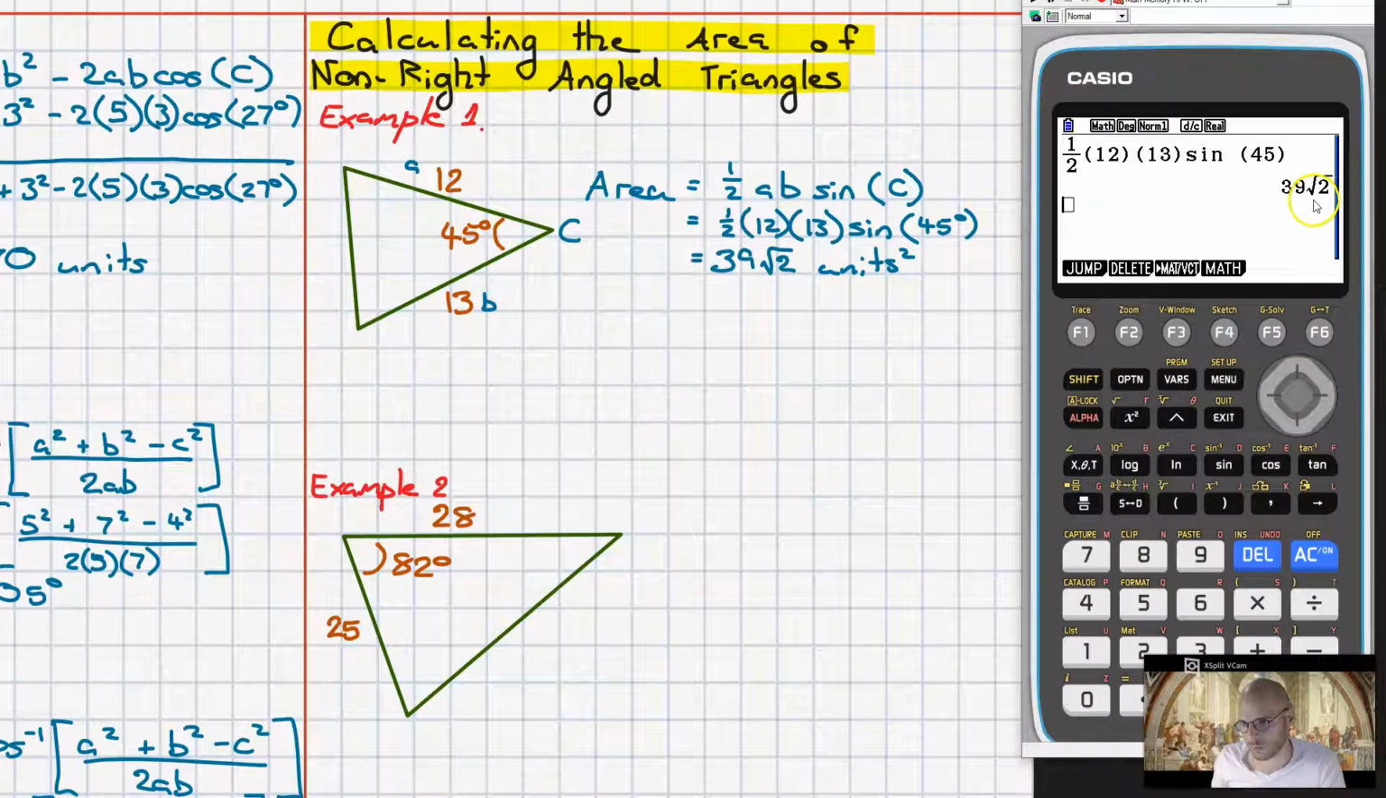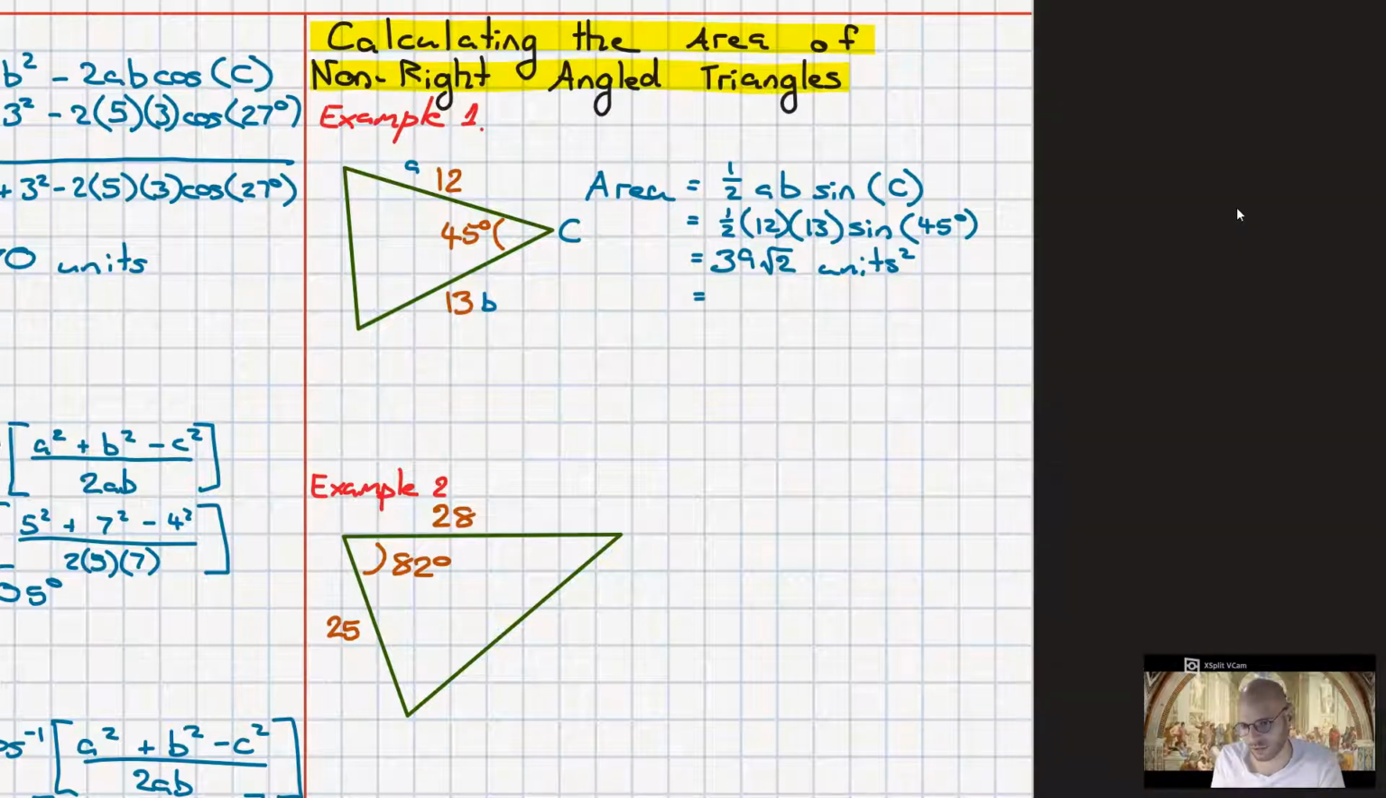Now, for some of us, we're going to look at this and think, I don't like that. I don't like having a radical in my solution. So what you can do is you can write it like this, or you can go down and press this button here, S to D, and it's going to change the solution that you had here to a decimal, in our case an irrational decimal. So we could also write 55.15, so rounding it to 2 decimal places. Thus, we get an answer of 39 root 2 units squared, or alternatively 55.15 units squared.